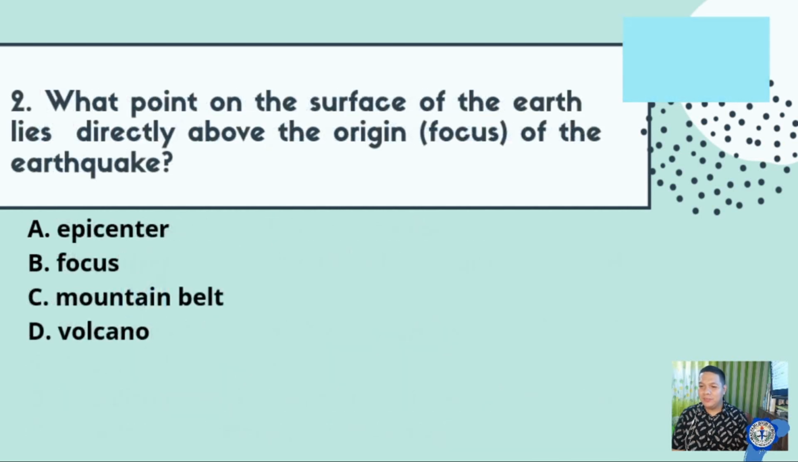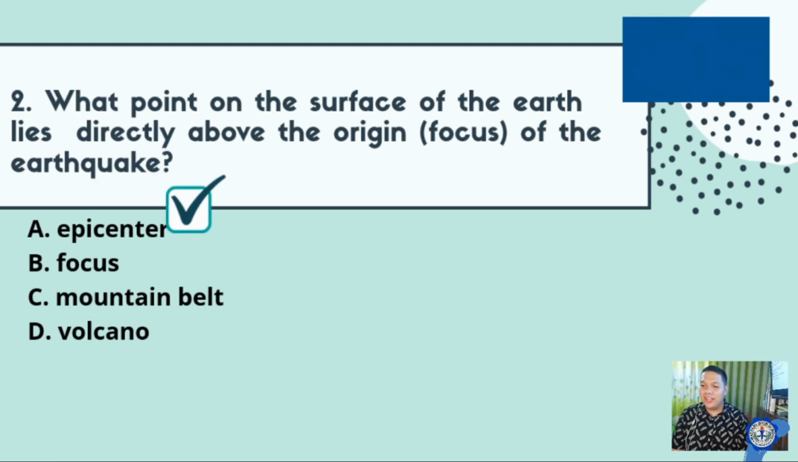Second question. What point on the surface of the Earth lies directly above the origin or focus of the earthquake? Letter A, epicenter. Letter B, focus. Letter C, mountain belt. Letter D, volcano. And your timer starts now. The correct answer is letter A, epicenter. Let us now move on to the third one.